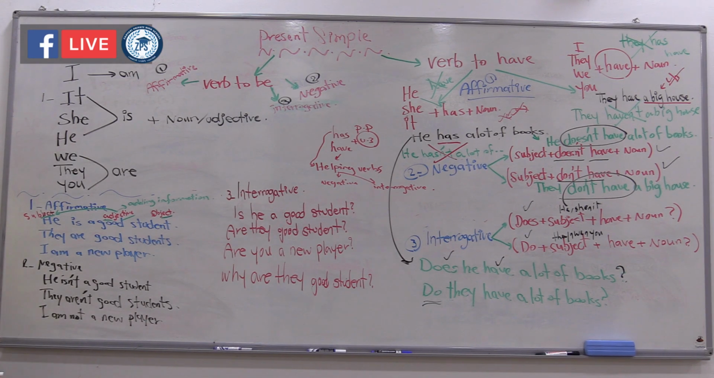Am, is, are, they can take not. I'm not, he is not, they are not. Okay? Look, he is not a good student. They aren't good students. I'm not a new player. This is the negative form.